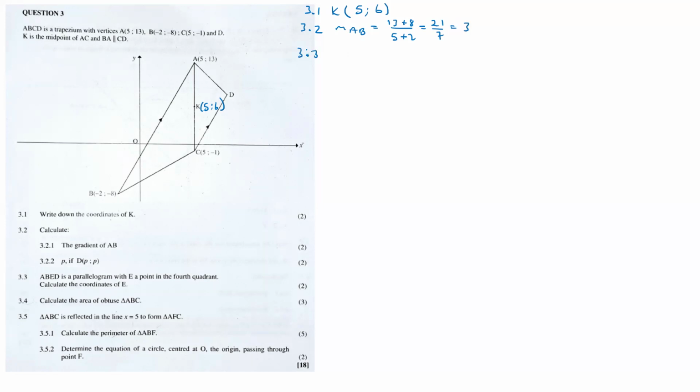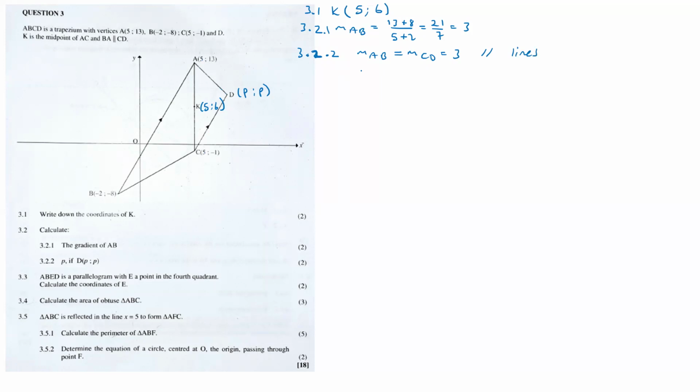3.2.1, 3.2.2. Calculate P if the coordinates of D are (P, P). They are equal to each other. Since parallel lines are given, the gradient of AB will be equal to the gradient of CD. That's going to be equal to 3. Why? Because of parallel lines.